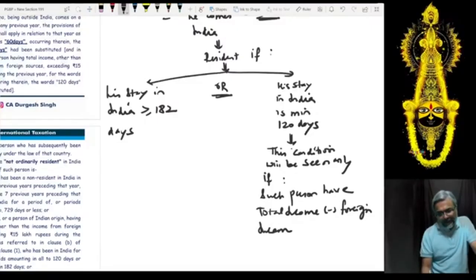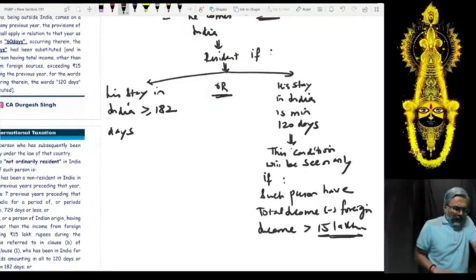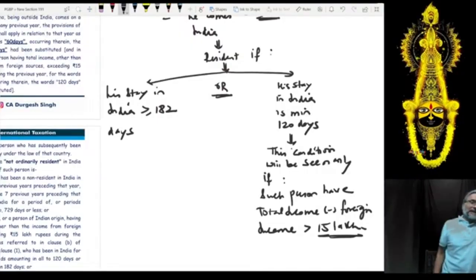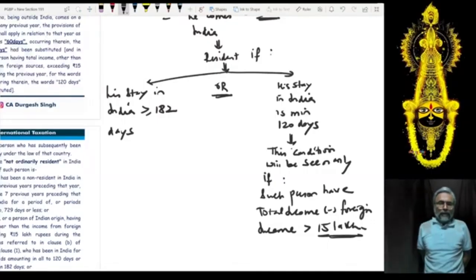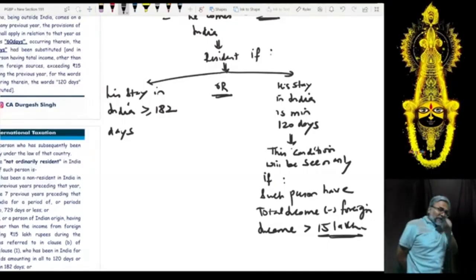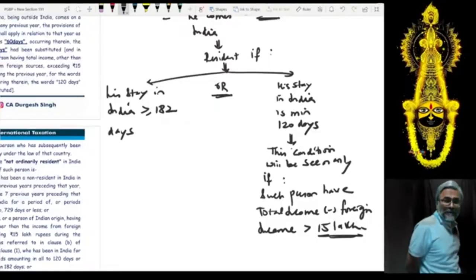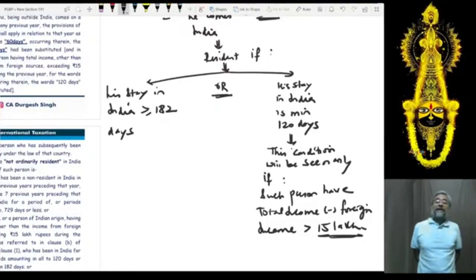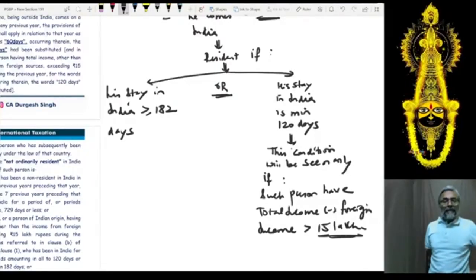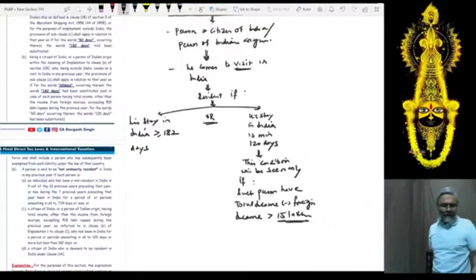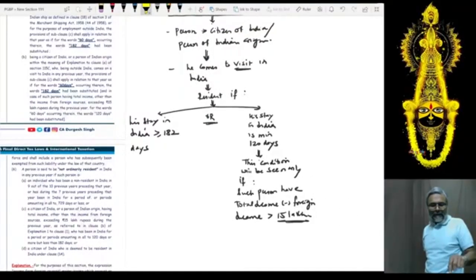Total income minus foreign income exceeding rupees 15 lakh. In simple words, students, if his Indian income is more than 15 lakhs, then this person, which person are we talking about, students? A person who is either a citizen of India or a person of Indian origin, coming to India for visit purpose. Students, be careful. He is coming to India for visit purpose.